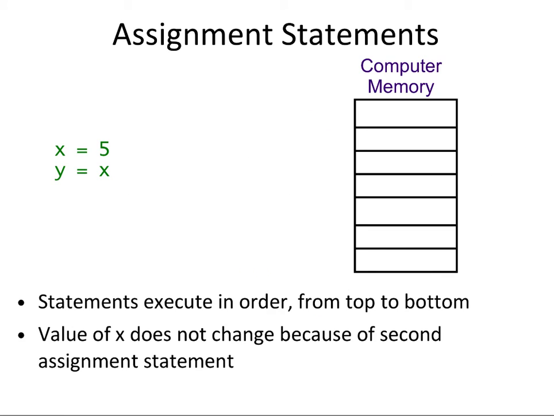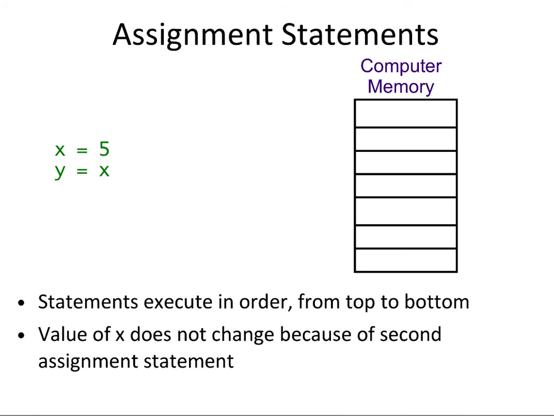Let's take a look at this and what it means for computer memory. You can think of computer memory kind of like a bunch of post office boxes all in a row. And we can shove letters or values of data into those post office boxes. So let's say we have a Python program that consists of two simple statements, x equals 5 and y equals x. The statements are executed in order from top to bottom, and the value of x doesn't change because of the second assignment statement. So what happens here?